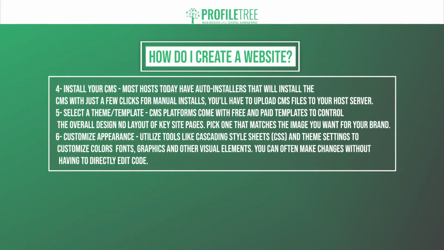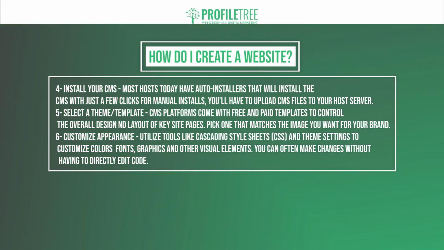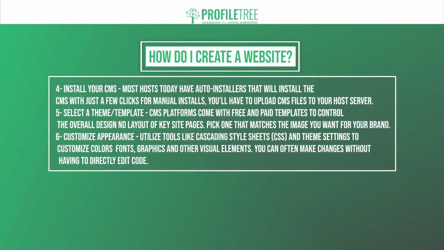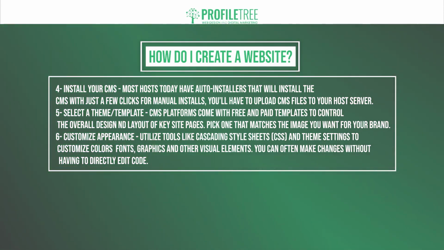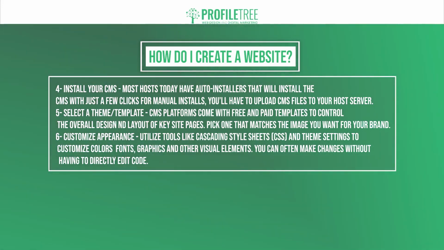As well as this, you need to customize the appearance. So utilize tools like cascading style sheets, and as well as that, think about JavaScript if you need to create some functioning items. As well as this, use theme settings to customize colors, fonts, graphics, and other visual elements. You can often make changes without having to directly edit code.